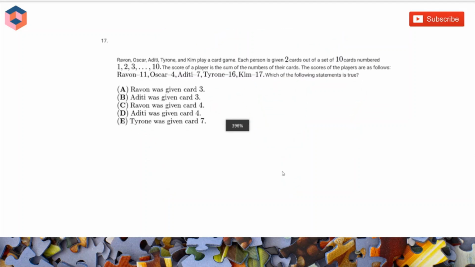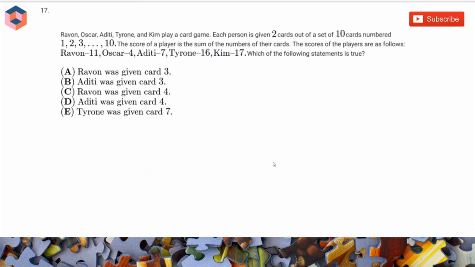Number 17, another good problem. More of a logic puzzle than a math problem. Ravon, Oscar, Aditi, Tyrone, and Kim play a card game. Each person is given 2 cards out of a set of 10 cards numbered 1 through 10, and the score of a player is the sum of the numbers of their cards. The scores of the players are as follows. Ravon got 11, Oscar got 4, Aditi got 7, Tyrone got 16, and Kim got 17. Which of the following statements are true?